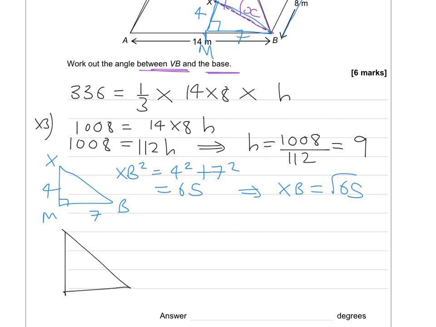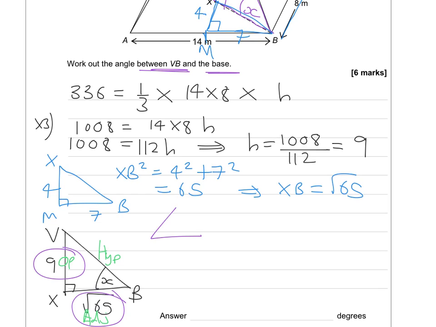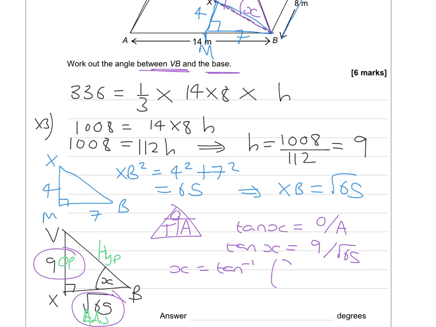So if we look at the right angle triangle VXB, this is the angle we're looking for, lowercase x. VX is 9, XB is root 65, then we can see that we have the opposite, the adjacent, and the hypotenuse. We're dealing with the opposite and the adjacent, so this question is related to tan. We know that tan of x is equal to the opposite divided by the adjacent, so tan of x is equal to 9 divided by root 65, so x is equal to the inverse tan function of 9 over root 65, which comes to a value of 48.145, etc., or 48.1 degrees to 1 decimal place.